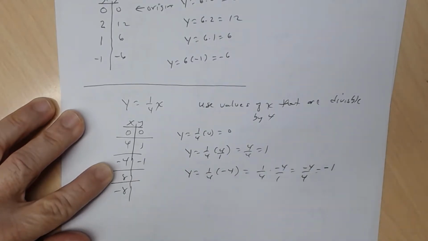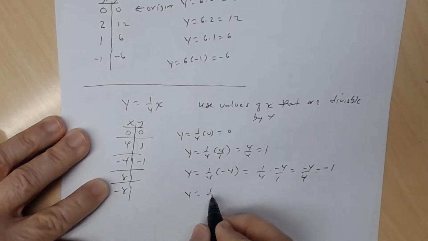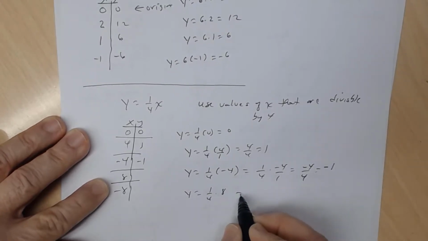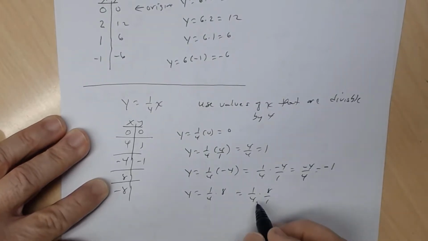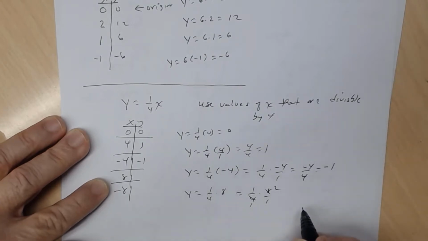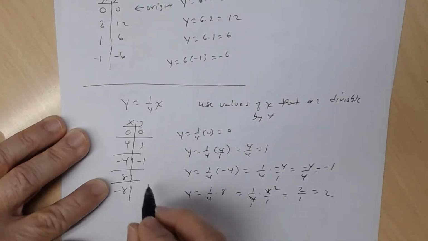So notice I get the integer -1. If x is 8, I get y equals 1/4 times 8, which is the same thing as saying 1/4 times 8 over 1. I can reduce first. In other words, I can say 4 into 4 is 1, 4 into 8 is 2, and then multiply numerators and multiply the denominators. So 1 times 2 is 2, 1 times 1 is 1, so I get 2.